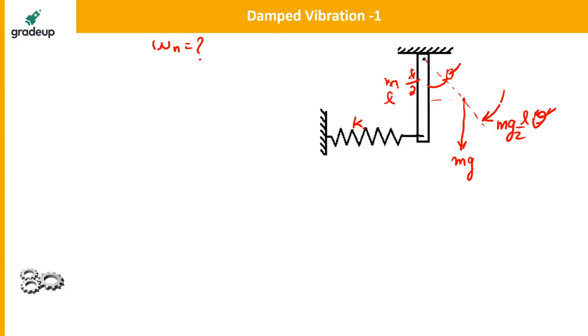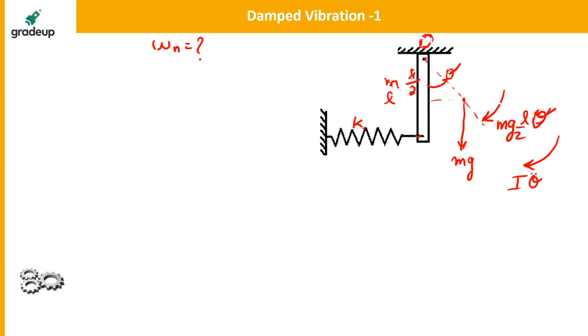Next is the inertia force. Inertia force we definitely have in this direction. This is I theta double dot. And we'll be having one spring force. So your spring force will be acting in this direction. So what will be the moment about point O? If I take the topmost point, the pin joint, as point O, tell me what will be the moment due to the spring about this point O. Quickly tell me.